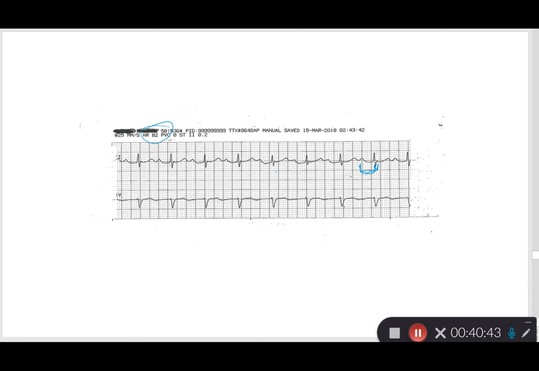So it's gonna be another first degree heart block. It is sinus, my P waves are upright, my QRSs are narrow, I have normal T waves. So it's gonna be a sinus rhythm. It's a normal heart rate, 82 beats per minute. The first degree heart block.